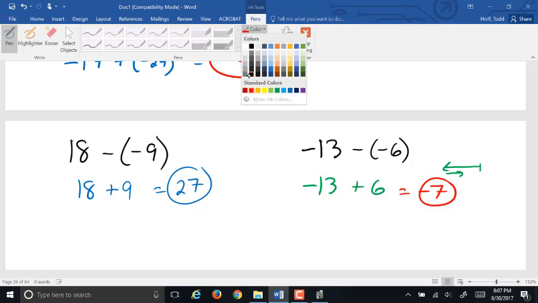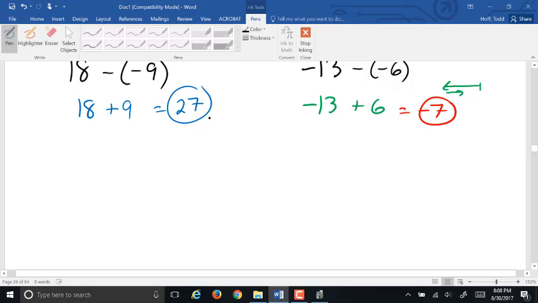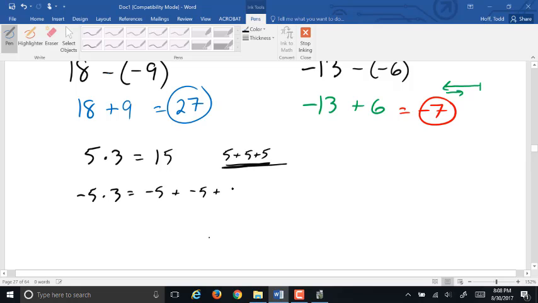Multiplication and division is the spot where what you were saying is true. If I'm multiplying, 5 times 3, of course, is 15. When we were learning how to multiply, what we would have done is just do 5 plus 5 plus 5, repeated addition. So negative 5 times 3, negative 5 plus negative 5 plus negative 5, or negative 15. Makes perfect sense.